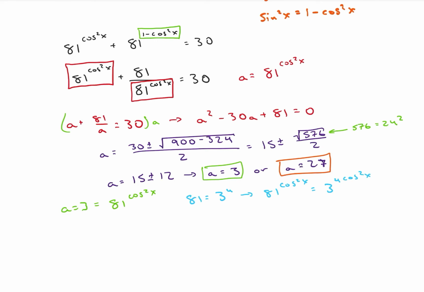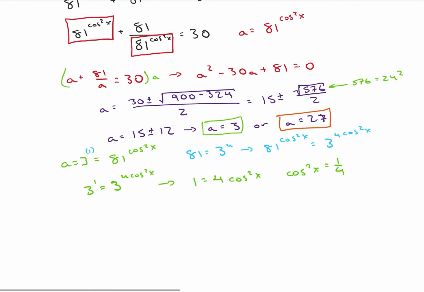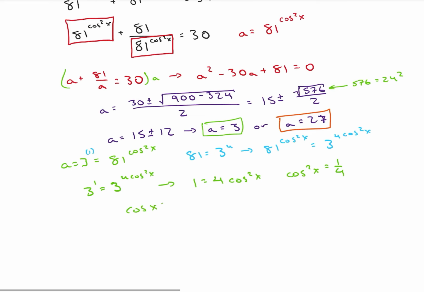Okay. So now I have a little bit of a different expression, and we remember over here that this is 3 to the 1. So essentially what I'm doing is I'm equating the exponents. So I have 3 to the 1 equals 3 to the 4 cosine squared of x. Let's make 1 equal to 4 cosine squared of x. So cosine squared of x is equal to 1/4, and cosine of x is equal to positive or negative 1/2.